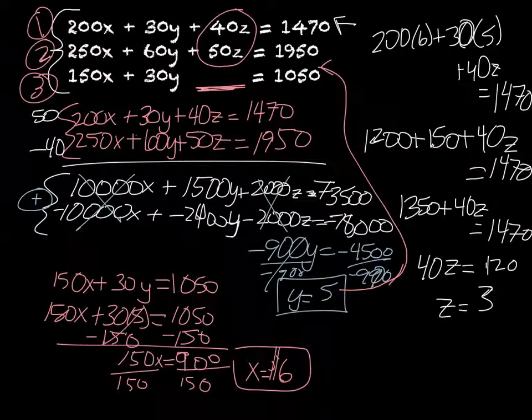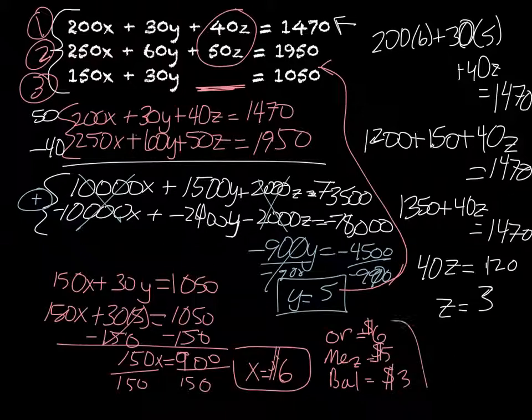So what this all means is that my orchestra equals 6. My mezzanine seats is 5, and my balcony seats were 3. So that's your final answer.